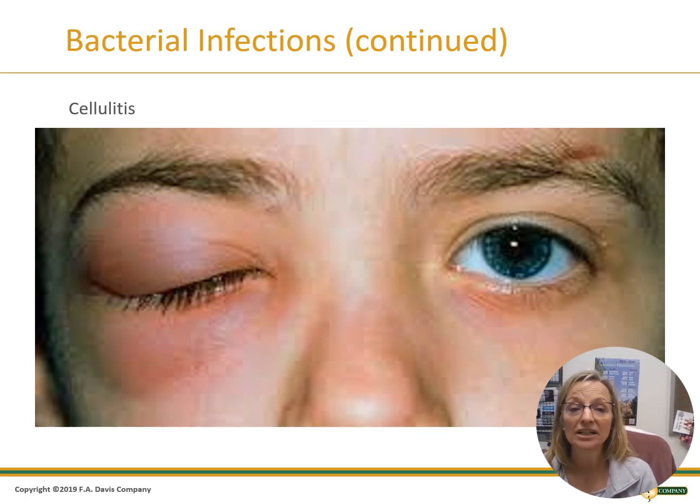You're going to monitor their behavior and level of consciousness. You're going to put warm, wet compresses to the affected area. Warm, wet compresses are much better than dry, like a heating pad, just because the wetness kind of helps draw it out, the moisture. You're going to elevate the affected extremity or body part. They're going to be on contact isolation. And again, you want to educate on hand hygiene to everyone.